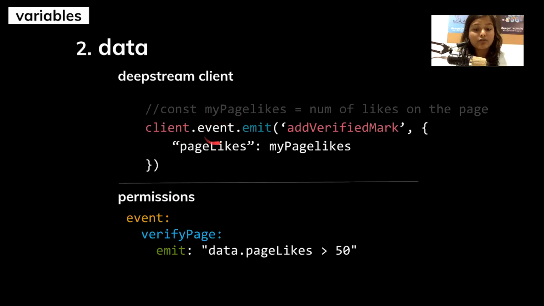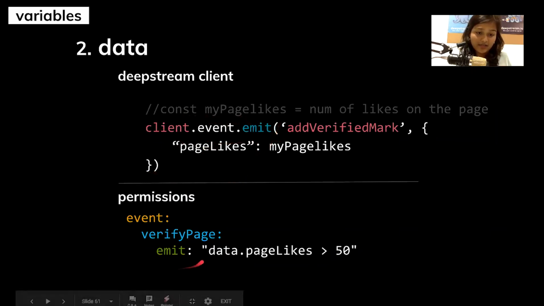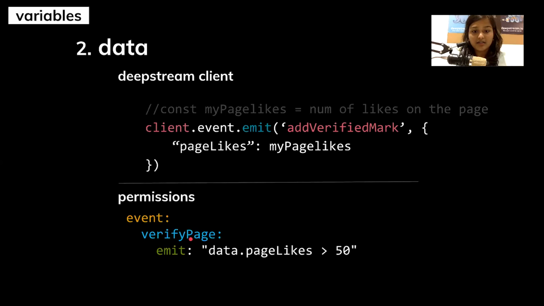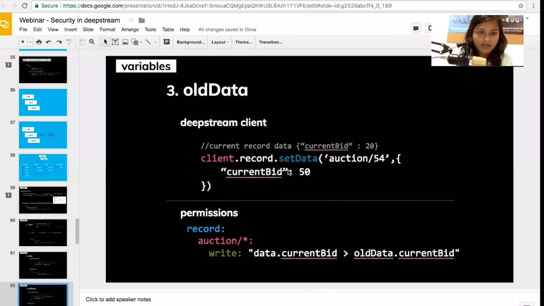Now my client wants to emit the event add verified mark on my page, and is sending me the number of likes I currently have on my page. Now at the server on my permissions file, I have a rule which says event, name of the event, which says verify page, which is not exactly correct. It should have been add verified mark, because that's the event we have here.